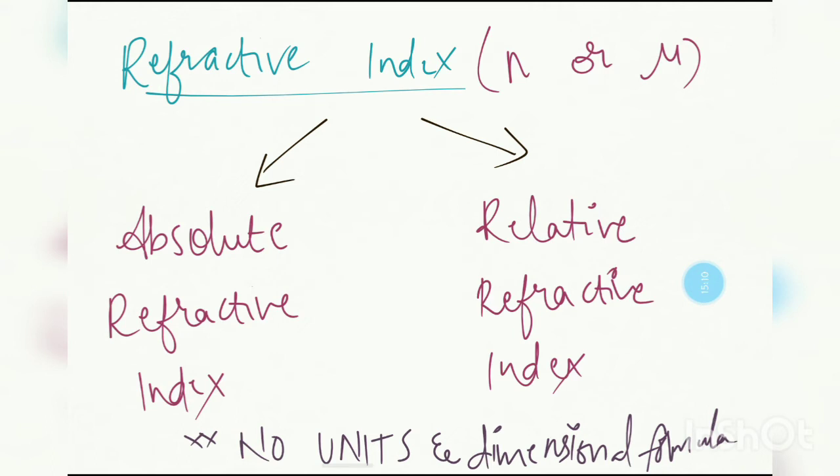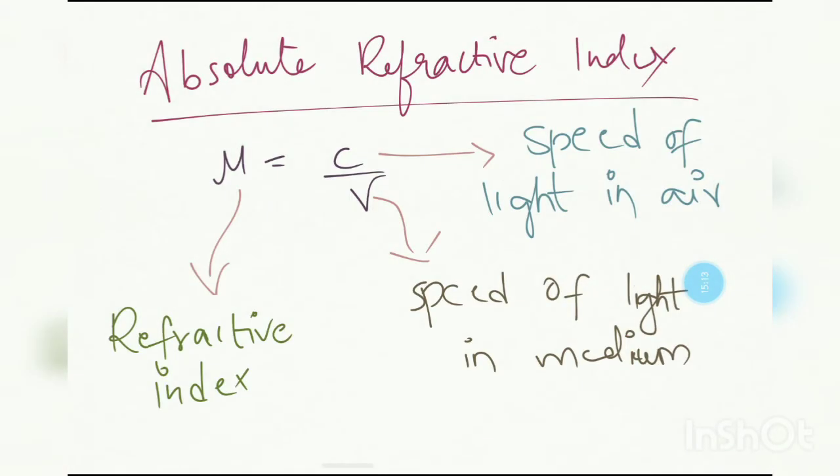Let me explain. First we have absolute refractive index. It is defined as the ratio of the speed of light in free space to the speed of light in the given medium. Absolute refractive index is represented by mu or n, as written here. Instead of writing mu, you can also use the letter n. I have used mu. So mu is equal to c by v.